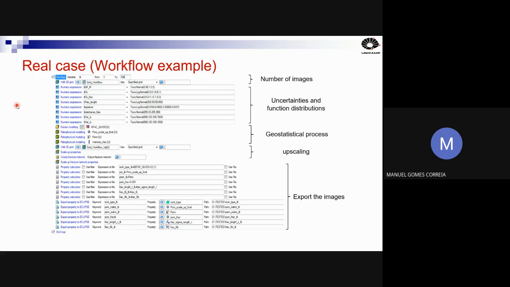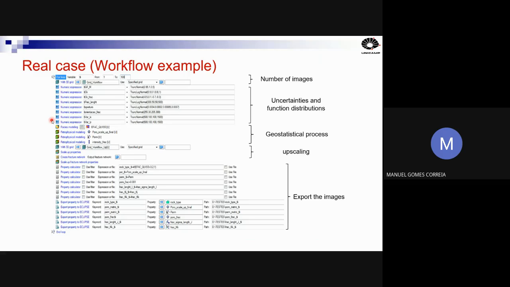This is an example of a workflow for a real case that we applied in Unity. And this is a summary of everything we talked about. So this is the uncertainty workflow, okay? First you define the number of images. Then we define the uncertainties and distribution functions. Then you have the geostatistical process here. Then you do the upscaling, and then you export the images to the flow simulator, okay? So this is a summary of the workflow.